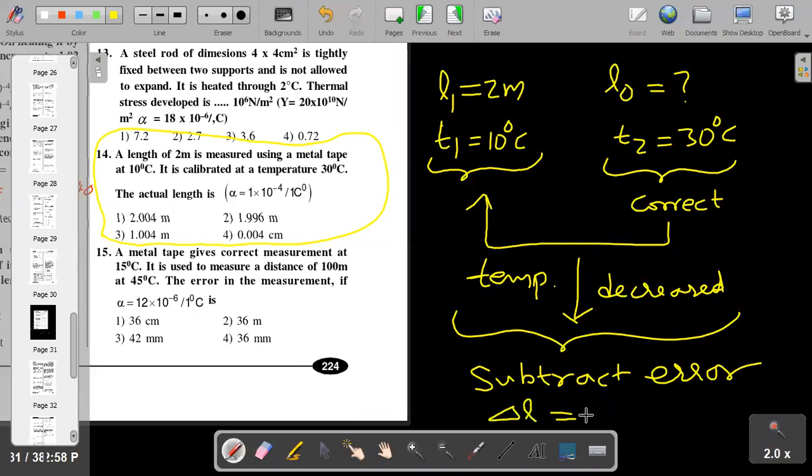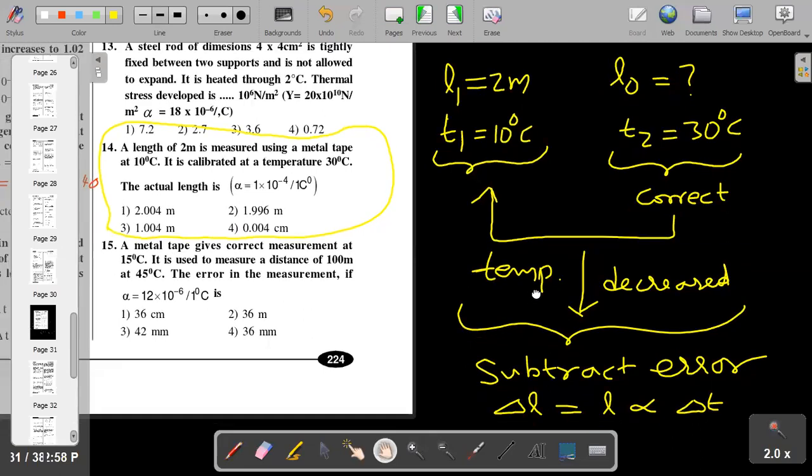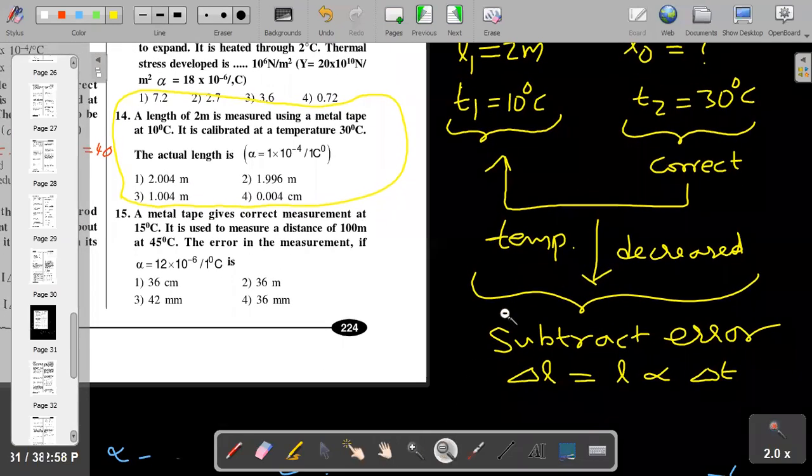So what does the error mean? What should I write? Delta L equals L alpha delta T. Yes, so that is the error, sir. Yes, error is L alpha delta T. And what alpha value have they given in the question? Let us check the question and write the alpha value also. Alpha value is 10 power minus 4, right? Yes, sir. So the alpha value is given.